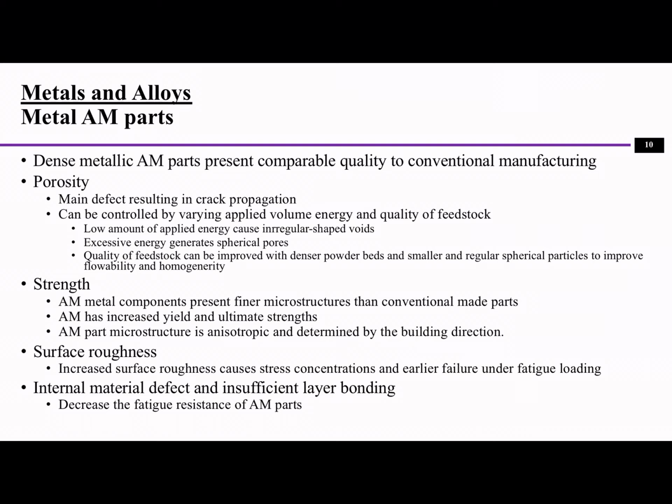And as to the strengths, 3D printing metal components usually have finer microstructures than conventionally made parts, but 3D printing parts have this anisotropic character, because it is always built in one direction. Right? So this also might affect the strength a little bit, because the stress directions will be a little bit different.